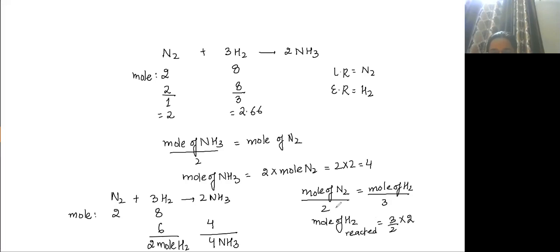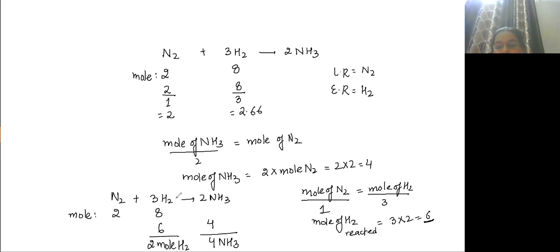Sorry, this is 1 only, no? Moles of N2 by 1. So moles of H2 reacted will be 3 into moles of N2. So moles of H2 reacted is 6. You can also use this relation to find out how many moles of H2 is reacted.